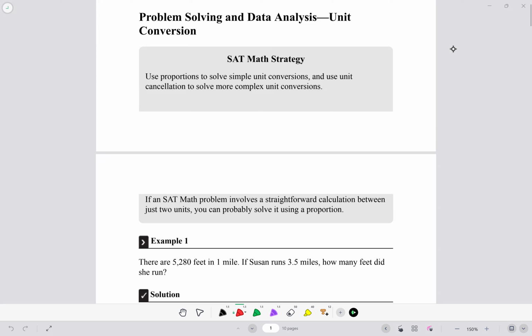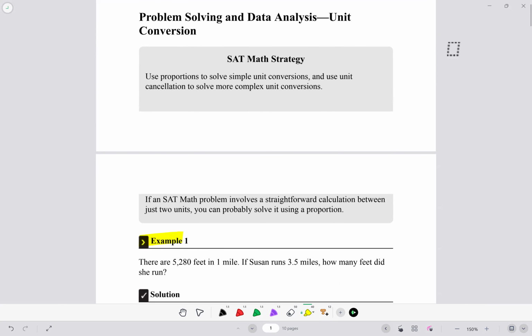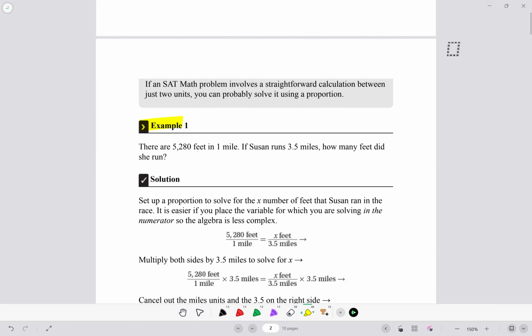Because the chapter is named unit conversion, the problems are also going to be with unit conversion. Okay, so just look at example number one, which tells us there are 5280 feet in 1 mile. If Susan runs 3.5 miles, how many feet did she run?